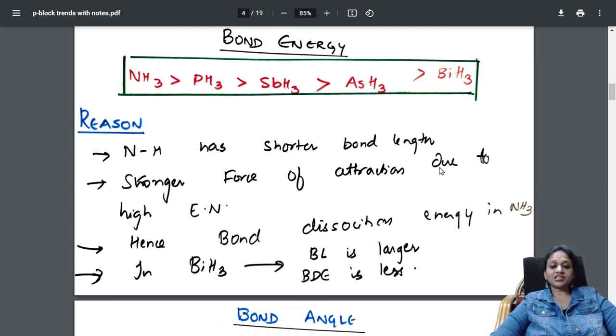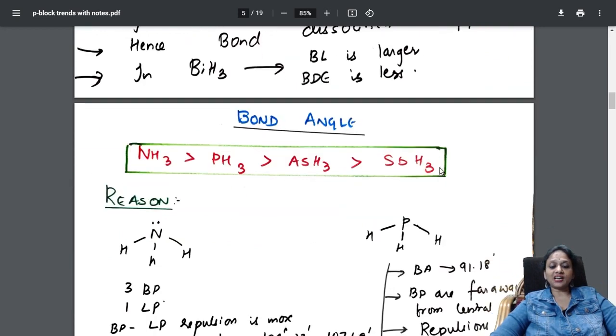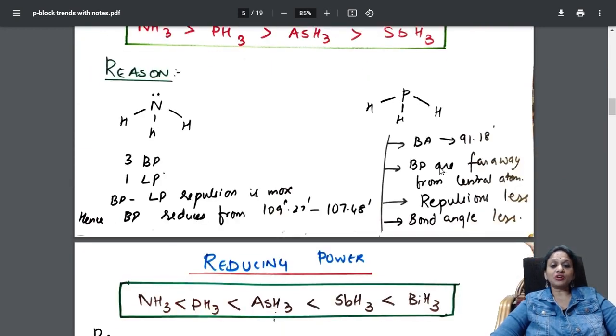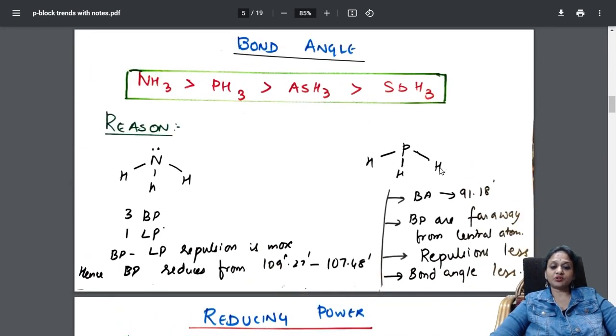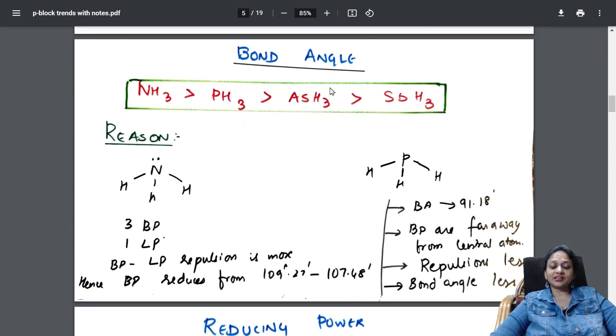Slowly from bond energy, I took you into a concept called bond angle. All right. So bond angle, when I see again the same concept, I have made the trend. I have written the reason for both. Why ammonia bond angle is more compared to your phosphine. Reasons are also mentioned so that you can use it for your MCQs.